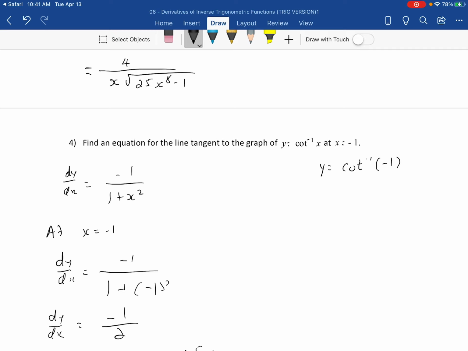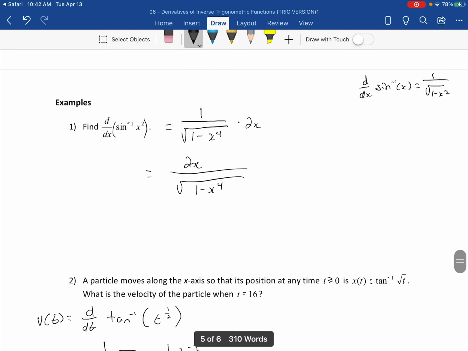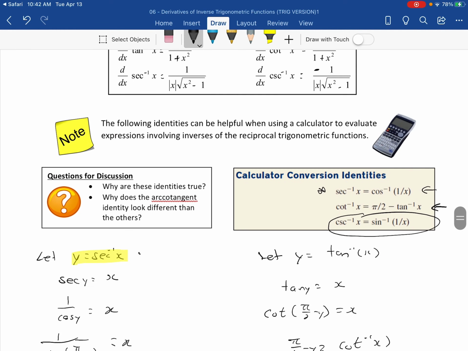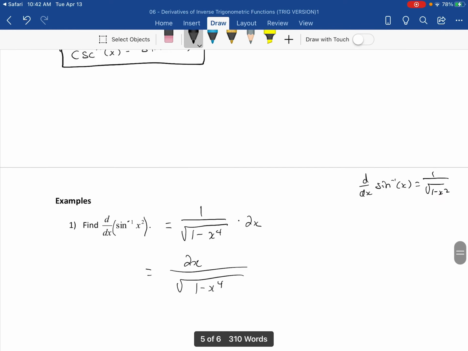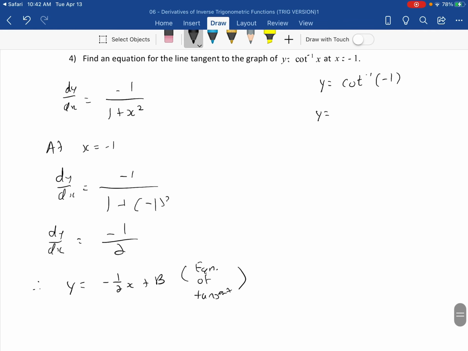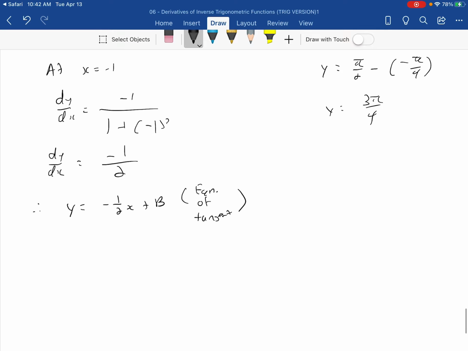But if you wanted to use your calculator, I wanted to show you how to use your calculator for this. You'd have to use your calculator identity from up here. That is, it says if you want to find cotan inverse, you've got to do pi over 2 minus tan inverse. And when you punch that in your calculator, you get pi over 2 minus negative pi over 4, and I get 3 pi over 4. Very good.